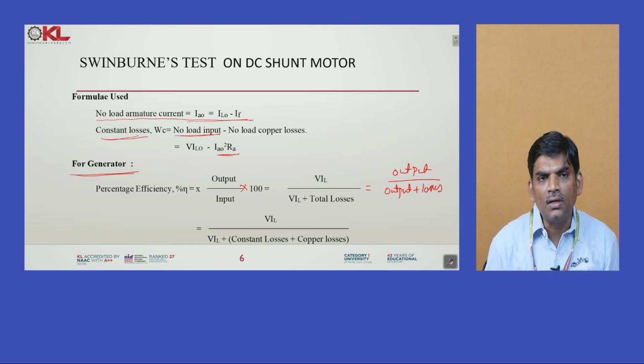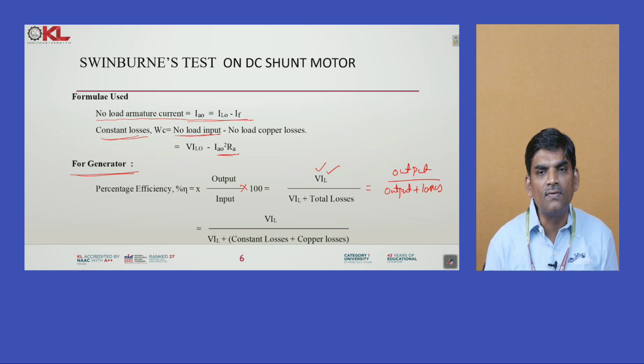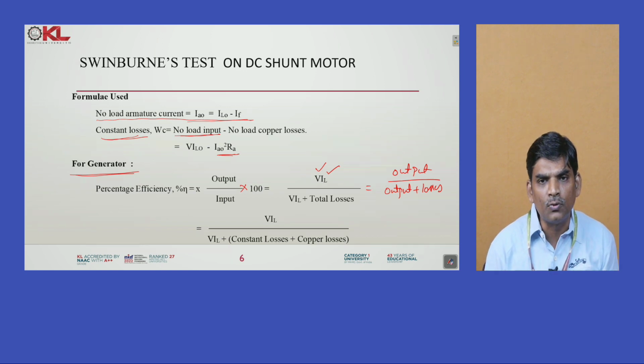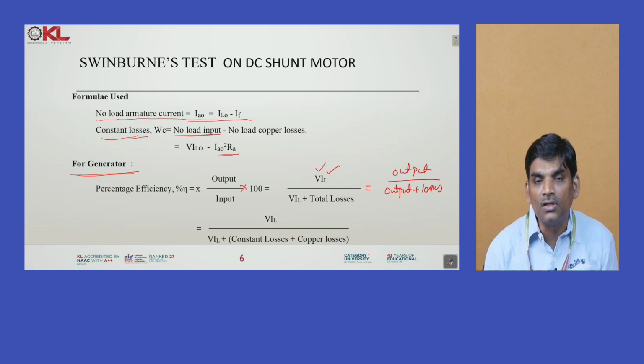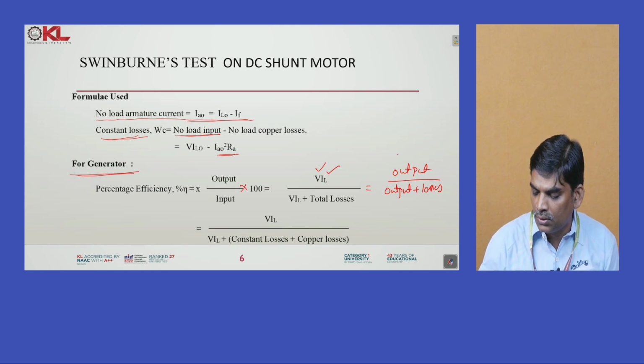Here, as a generator, the output is V and IL. These two values are available in the nameplate details. Suppose the machine has a rating of 230 volts and a rated current of 20 amps. Under full load condition, when the machine operates as a generator, it delivers 20 amps. So to find the full load efficiency, we take the output as 230 into IL, which is 20.